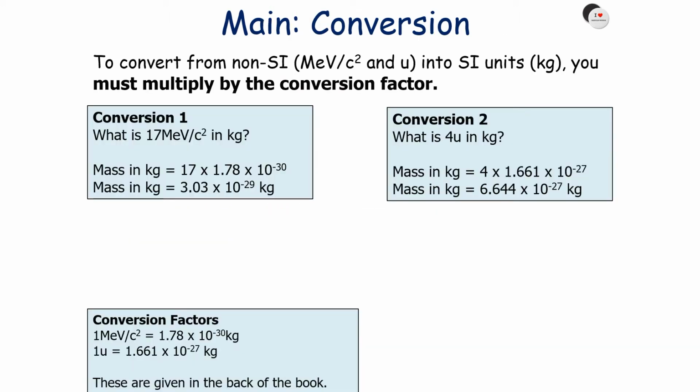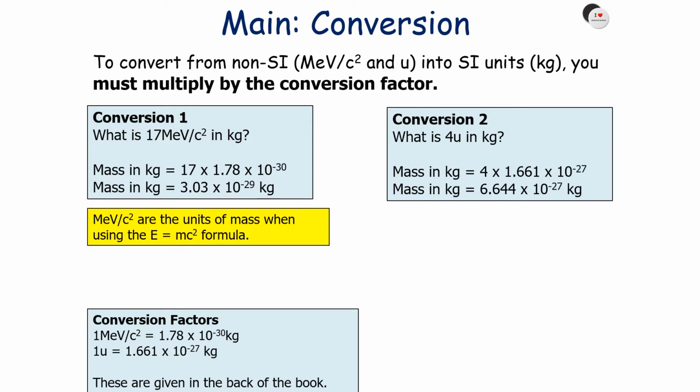So to convert from your non-SI units into your SI units, you've got to multiply by the conversion factor. So you've got to be able to convert from MeV over c squared into kilograms and from U into kilograms. But you've also got to be able to go the other way around.